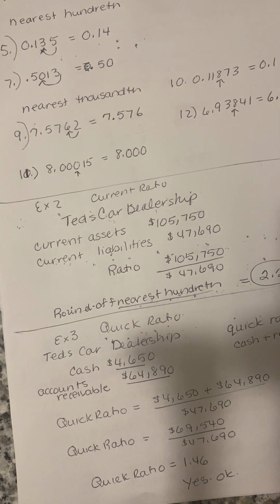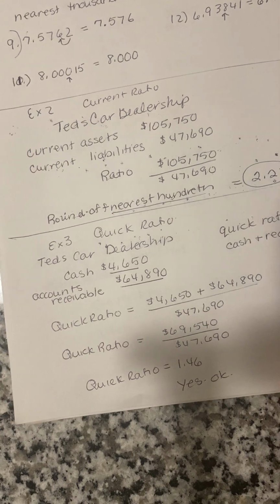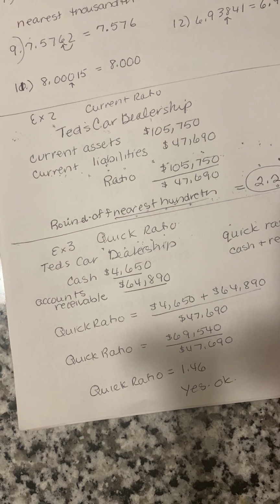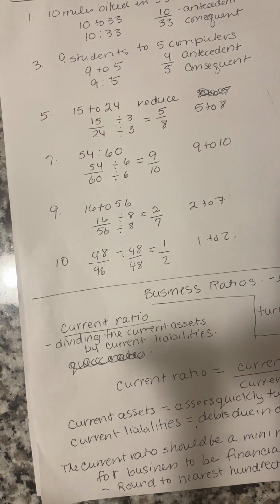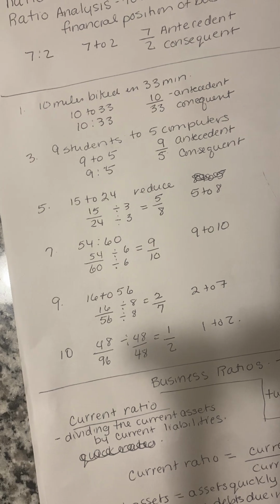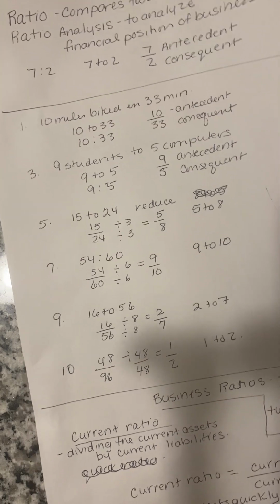Okay, we went over this already. Quick ratio in the car dealerships, and the current ratio and the quick ratio. So you know how to do that. And this we went over already too. Business ratios are the current ratio. Okay, we did all that.